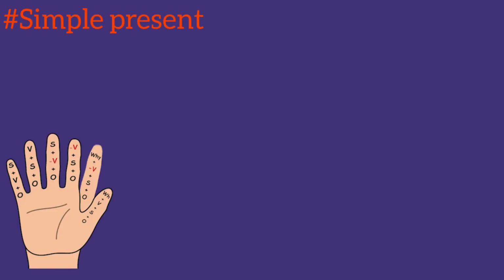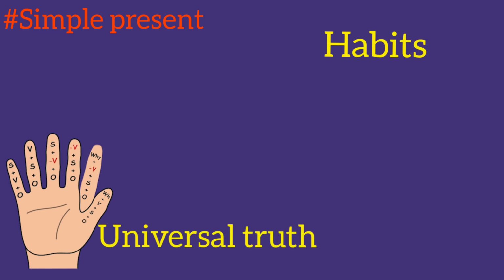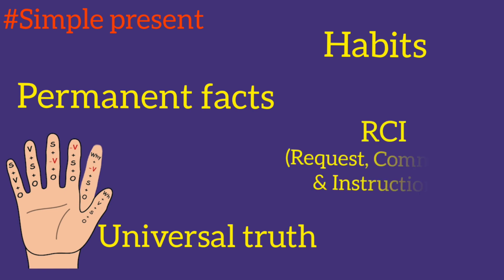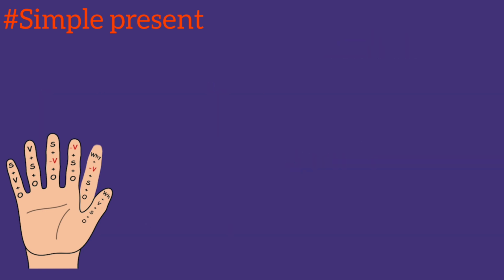Let us begin with simple present tense. To convey your habits, universal truth, permanent facts, and RCI, that is, request, command, and instruction, we use simple present tense. There are formulas to frame the simple present tense sentences.